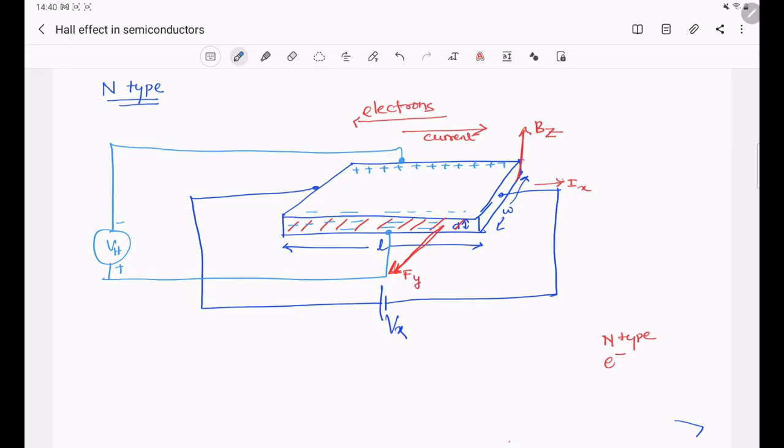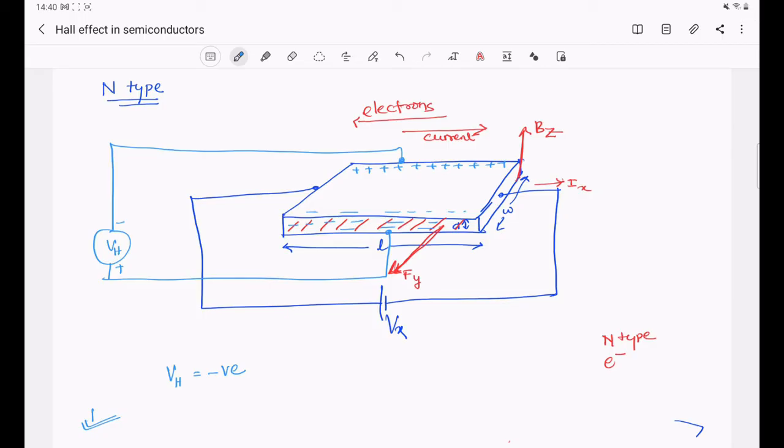See here the terminals of this voltmeter, and to the side it is connected, and the charges accumulated on this side. So, here the sign of this Hall voltage will be negative. So, we can say that for an N type semiconductor, the Hall voltage developed will be negative. So, here the first application is explained. That means for an n-type semiconductor the Hall voltage is negative, and for a p-type semiconductor the Hall voltage is positive.